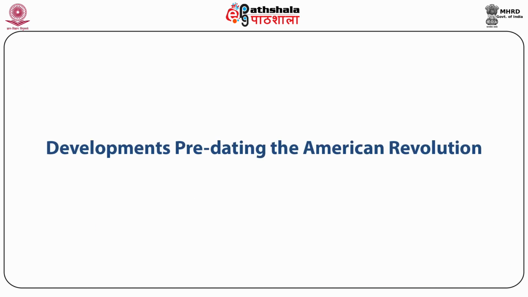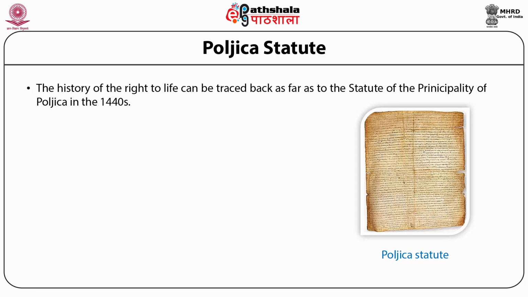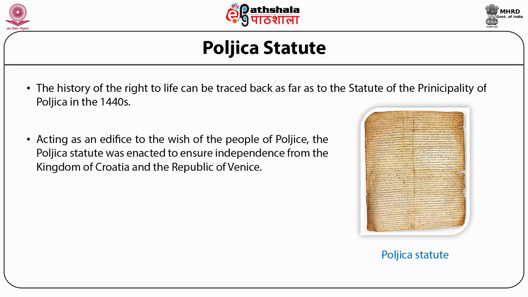Now let's begin with the developments predating the American Revolution. Let's start with the Polica Statute. The history of the right to life can be traced back as far as to the Statute of the Principality of Polica in the 1440s. Polica was a region that straddled the Kingdom of Croatia and the Republic of Venice. Acting as an edifice to the wish of the people of Polica, the Polica Statute was enacted to ensure independence from the Kingdom of Croatia and the Republic of Venice.